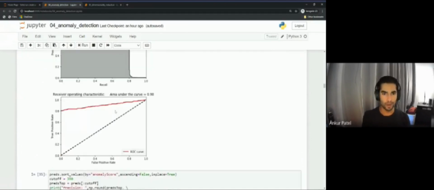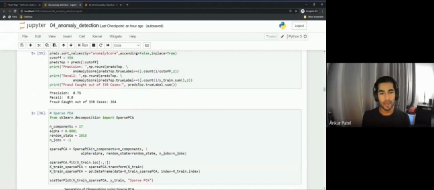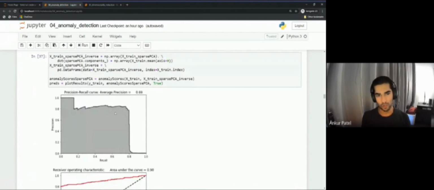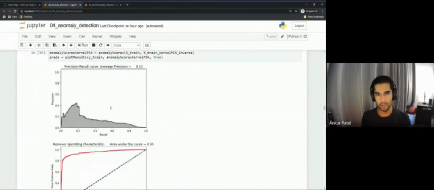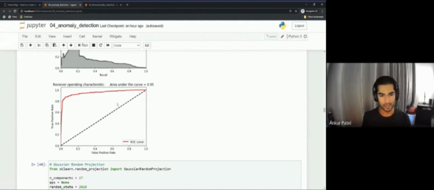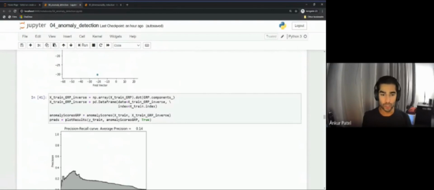Now, the rest of this notebook actually goes through other dimensionality reduction techniques, okay? And it finds the precision recall curve. Now, you see that the precision recall curve isn't uniform, and sometimes the solutions aren't actually as good. And you know that because you're using a small labeled data set, a test data set, to verify the goodness of this anomaly detection solution.